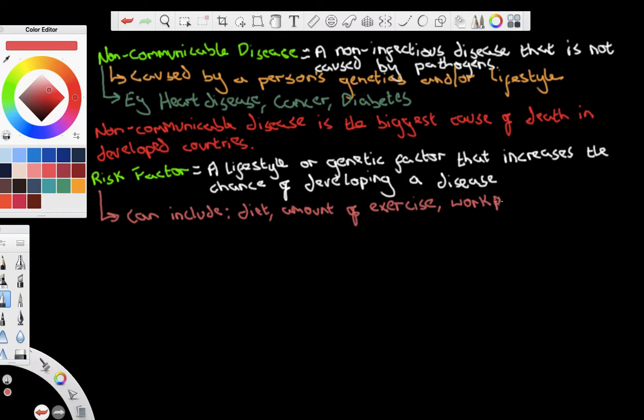What we mean by workplace is, for example, if you happen to be an X-ray technician in a hospital, you're exposed to lots of radiation, therefore increasing your chances of getting cancer. If you're a mechanic and you work in a garage where there's lots of carbon monoxide fumes, that can have an impact on your lungs.